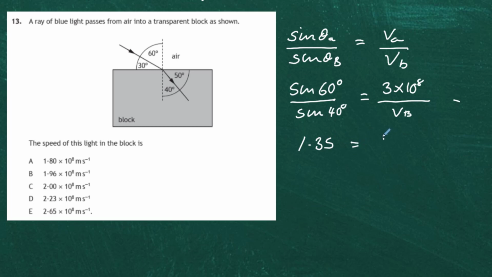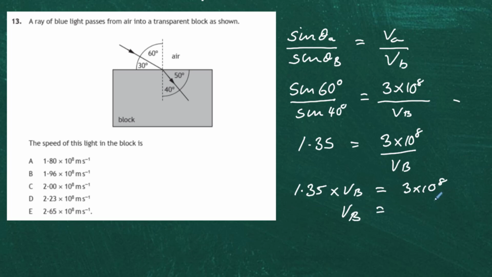And that's going to equal 3 times 10 to the power 8 divided by VB. A bit of algebra moving about now. We cross multiply and we get 1.35 times VB on one side, and that's going to equal 3 times 10 to the power 8 on the other. And finally, to get VB on its own, we must perform the division of both sides by 1.35. So it's 3 times 10 to the power 8 divided by 1.35.